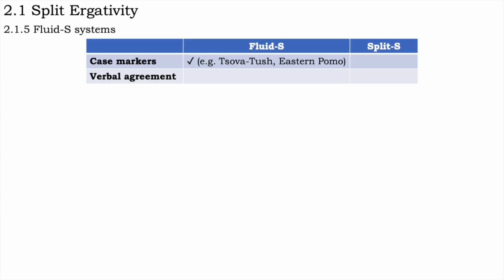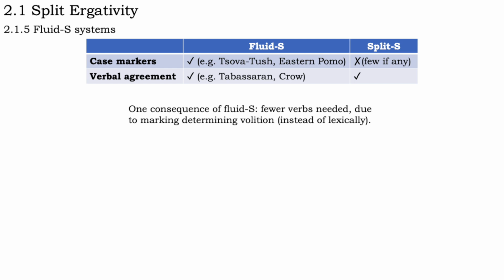As the Tsovatush examples above illustrate, fluid S languages are not nearly as restricted as split S languages are in terms of marking. Tsovatush uses case markers, as does the Eastern Pomo language from Northern California, but the Tabasaran and Crow languages use verbal agreement instead. By contrast, most split S languages use verbal agreement to identify S with A or O, and few, if any, use case marking.